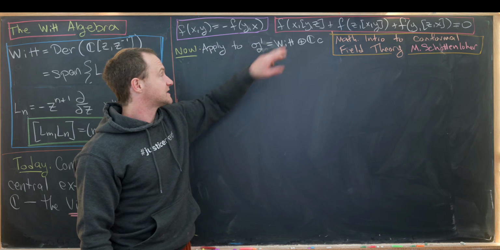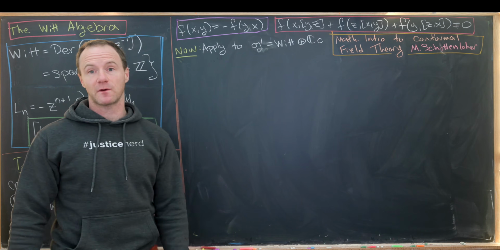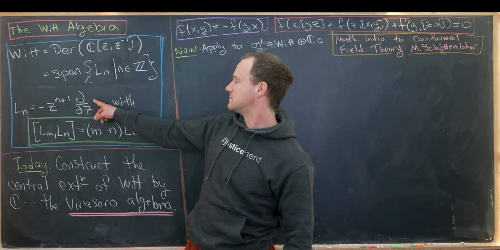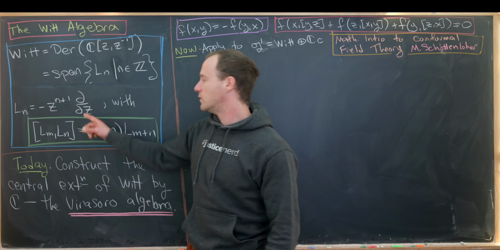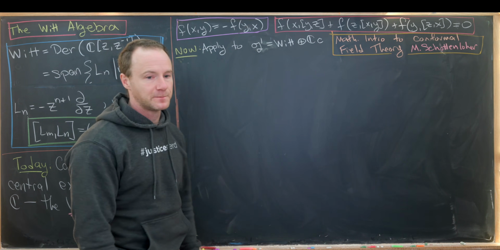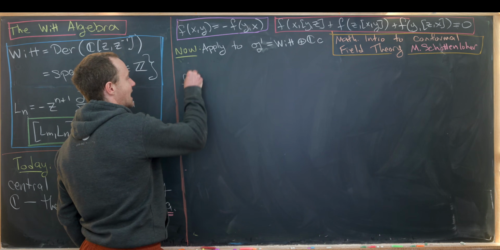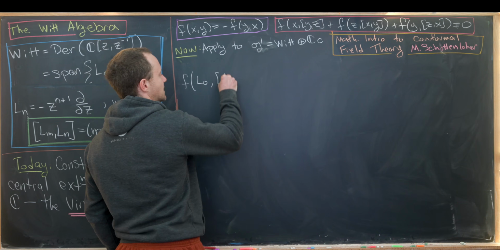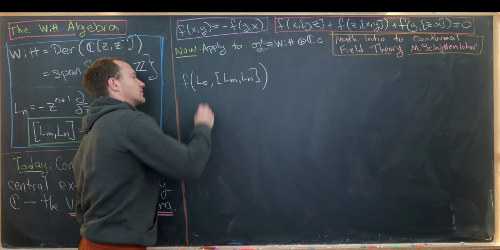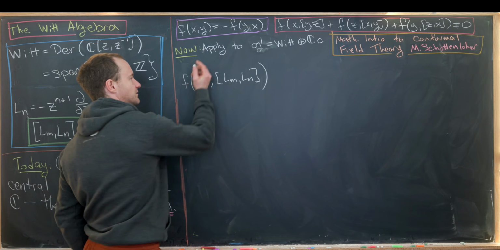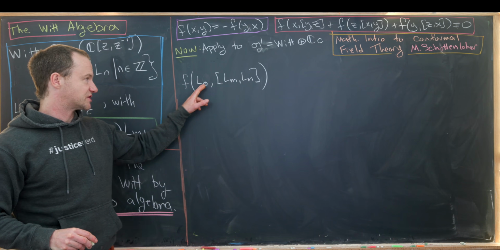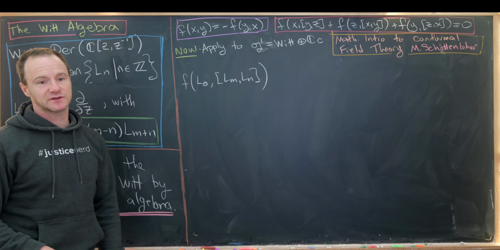Okay, so anyway, let's get to this. So let's apply this rule to basis vectors from Witt. Remember, those look like this, but at the moment, it doesn't matter that they have this form with the derivative. All that matters is that we know the commutator down here. Okay, so let's look at f of L0 and then bracket LM LN. So you could do this more generally with maybe an L something else here if you wanted to, but it's most advantageous to look at these three basis vectors for Witt.